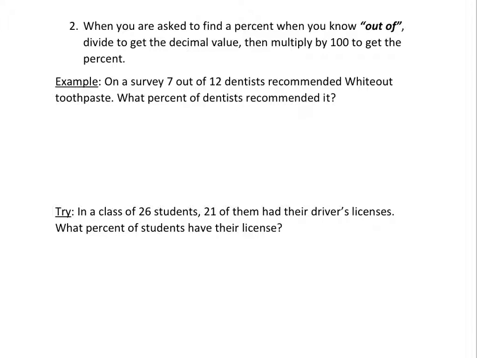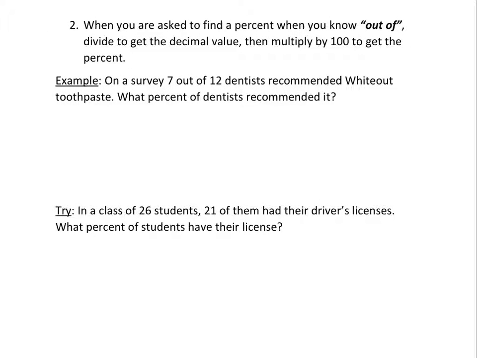So when you see that 7 out of 12, you can turn that into a dividing question. So 7 out of 12 is also like 7/12 of the dentists. So you can do 7 divided by 12. You're going to want to use a calculator for this one, which will give you 0.583 repeating. And if we multiply that by 100 to turn it into a percent and do some rounding, we get approximately 58% of the dentists.